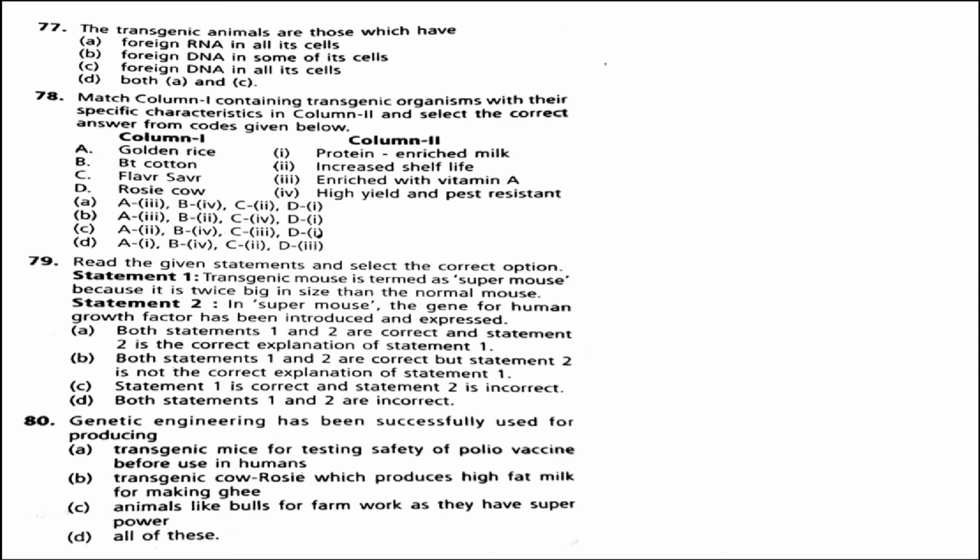Next, the transgenic animals are those which have A, foreign RNA in all its cells, B, foreign DNA in some of its cells, C, foreign DNA in all its cells, D, both A and C. And the answer is option C.